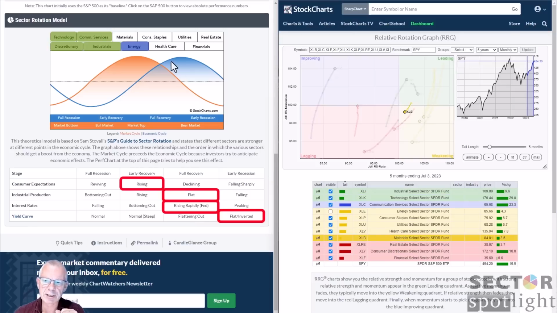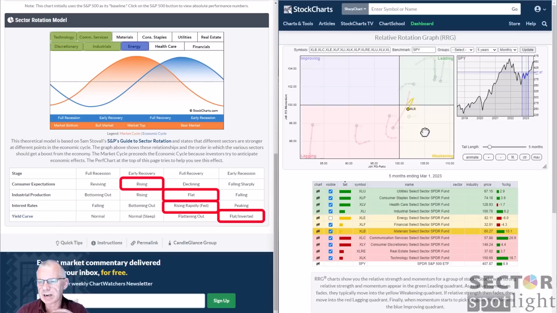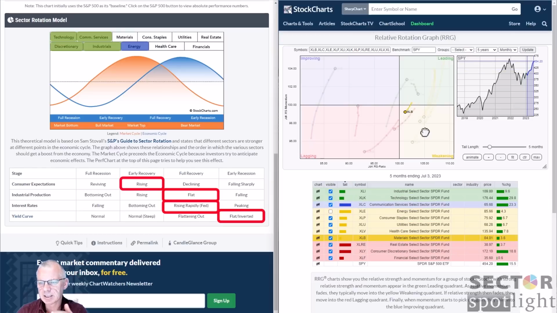Then we go to materials. Now materials is inside the weakening quadrant, and it's starting to move towards lagging. It's either neutral or negative. It's not one of the outperforming sectors anymore. So that's very clear. So materials is getting a neutral reading. I'm going to judge that as being neutral. Energy, we already had rated as neutral.